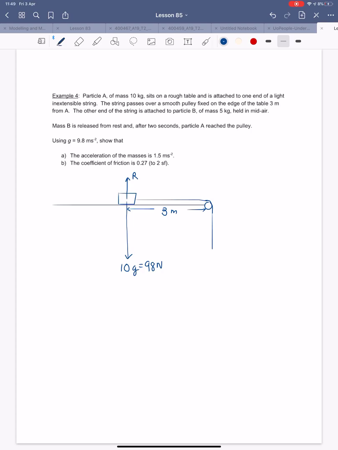String passes over a smooth pulley fixed on the edge of the table 3 meters from A. The other end of the string is attached to particle B. That's particle A. This is particle B. Mass 5 kg, which is 5g. That's going to be 49 newtons. Held in mid-air. Mass B is released from rest, and after 2 seconds, particle A reaches the pulley. 2 seconds to get there.